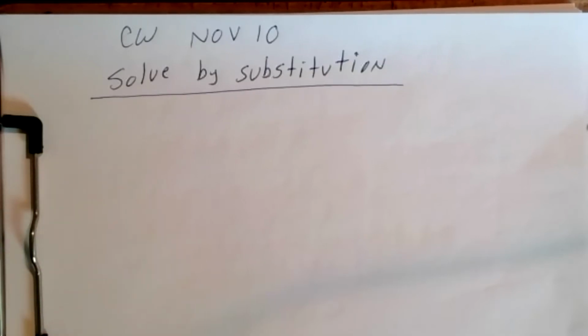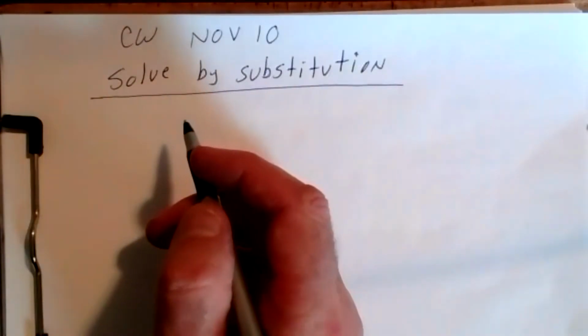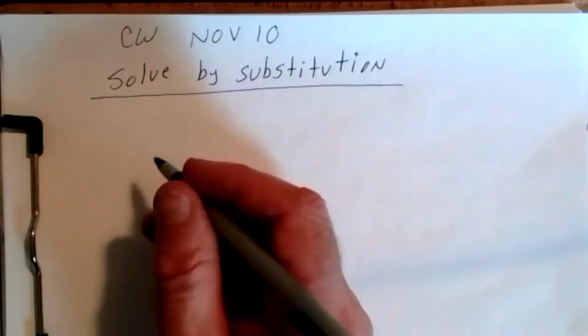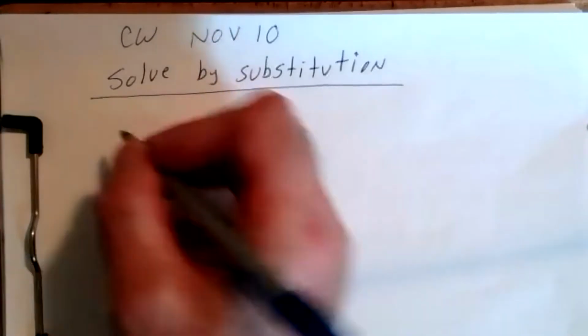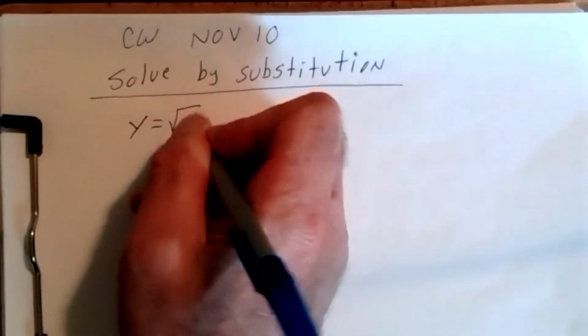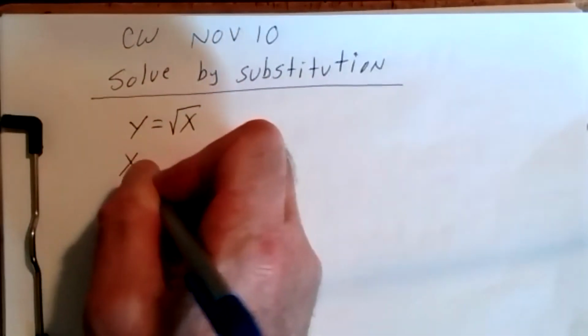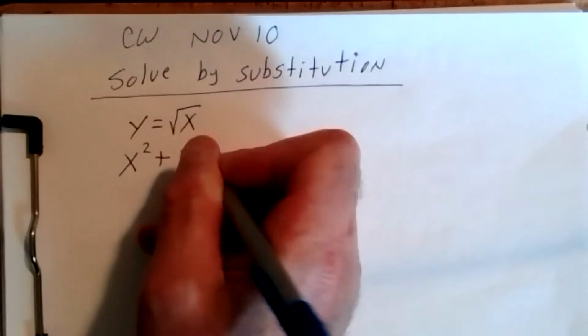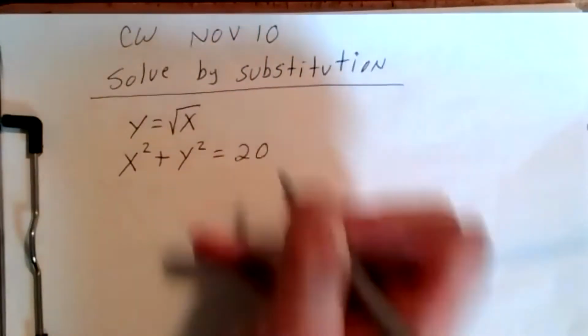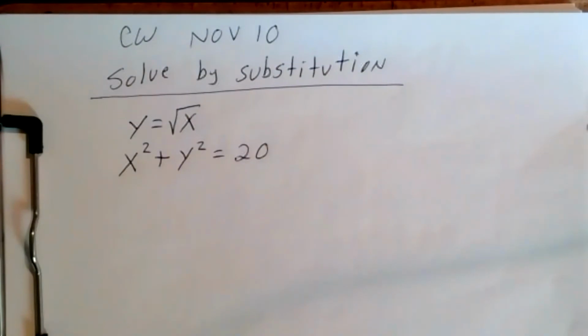All right, ladies and gentlemen, let's see if you can solve this problem by substitution. Here it is. y equals the square root of x. Second equation is x squared plus y squared equals 20. Ladies and gentlemen, I want you to try to solve that system by substitution. We'll come back and check your answer. Go ahead and try to do something with that.